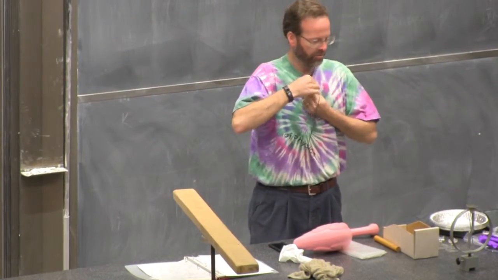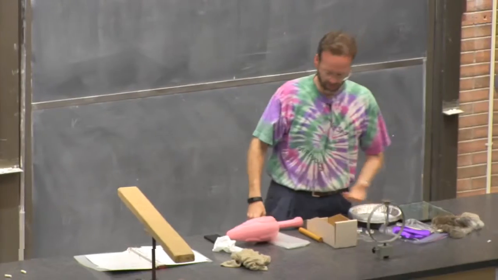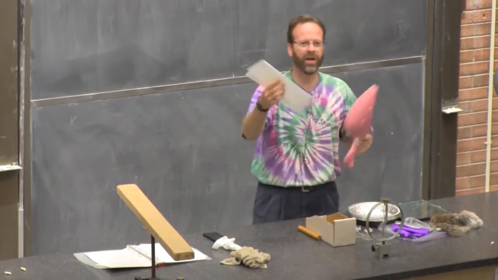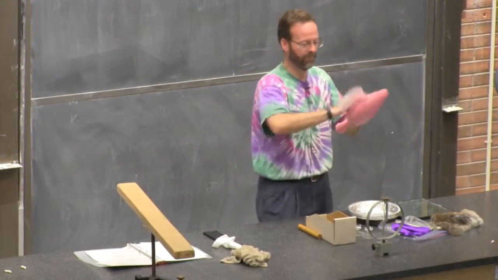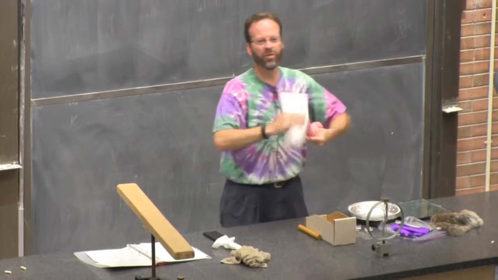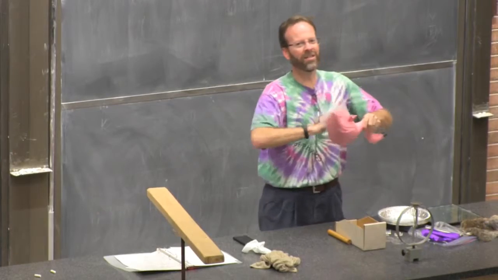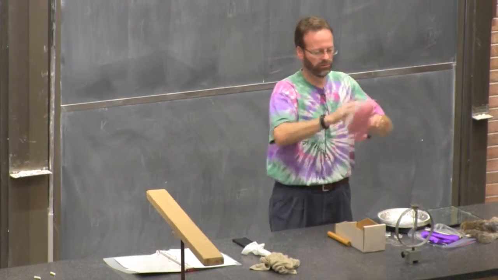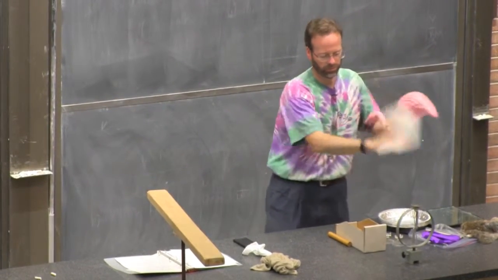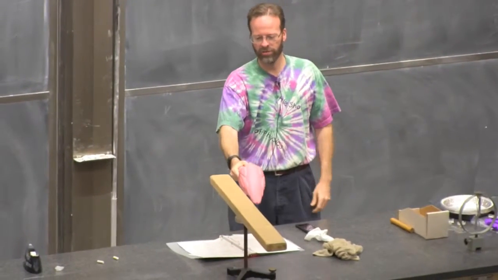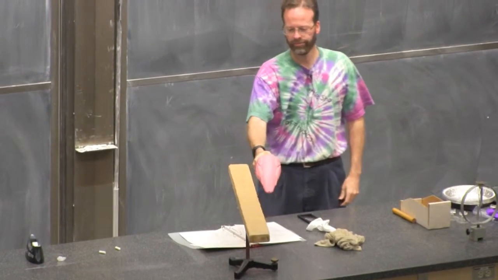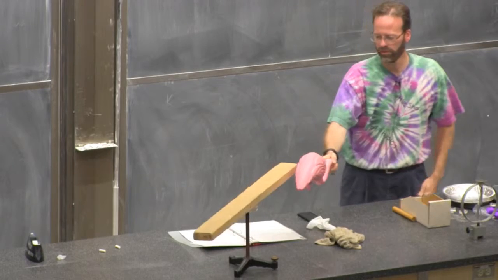You might not all have rabbit fur and a rubber rod at home. But how about an oven bag and a plastic flamingo? Again, different materials. One of these likes electrons more than the other. Bring it near the 2x4, and sure enough, you can get it to move.